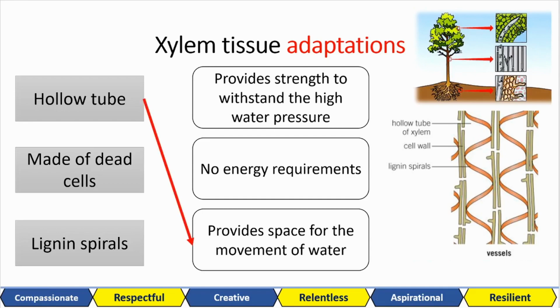The hollow tube provides more space for the movement of water. Being dead cells means that they do not need energy for their job, so that sweet glucose can be used elsewhere in the plant. They're being efficient. The lignin spirals allow them to withstand the high water pressure that can build up inside plants. Xylem tissues move water passively, so it simply just needs to move the water from the roots all the way up in one stream.